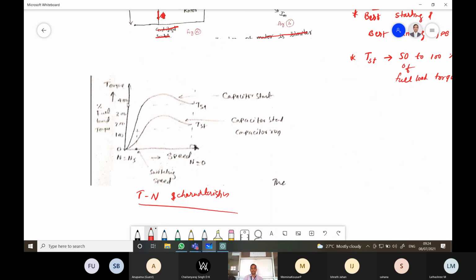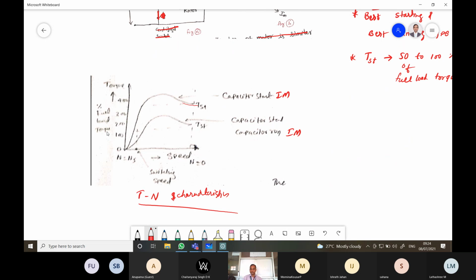Okay, so torque is on the y-axis and speed is on the x-axis. Compare both types, the capacitor start induction motor and the capacitor start and capacitor run induction motor. In the capacitor start induction motor, the starting torque is higher. Then in the case of the capacitor start capacitor run induction motor, the starting torque is less compared to the capacitor start induction motor than the full load torque.